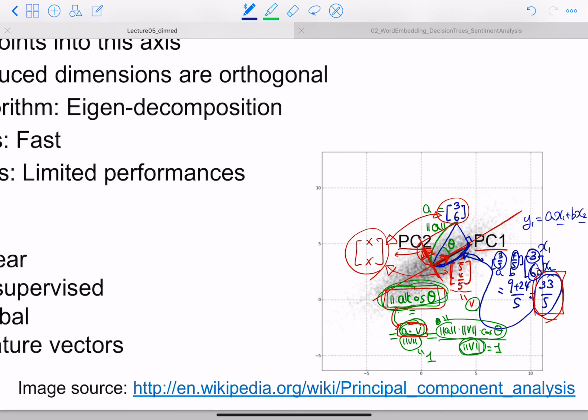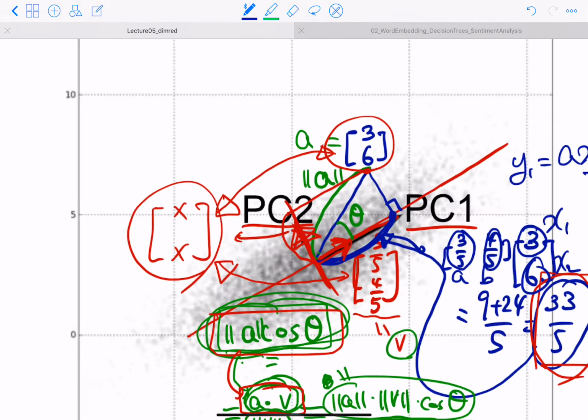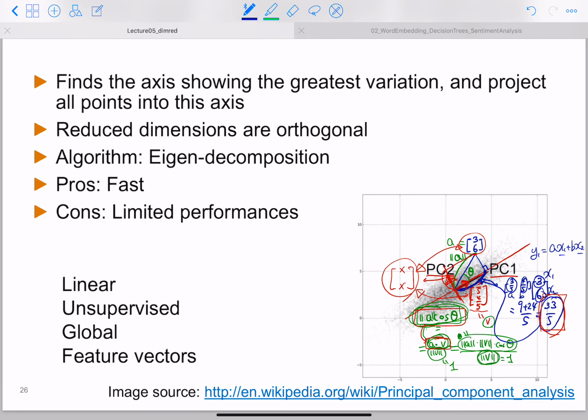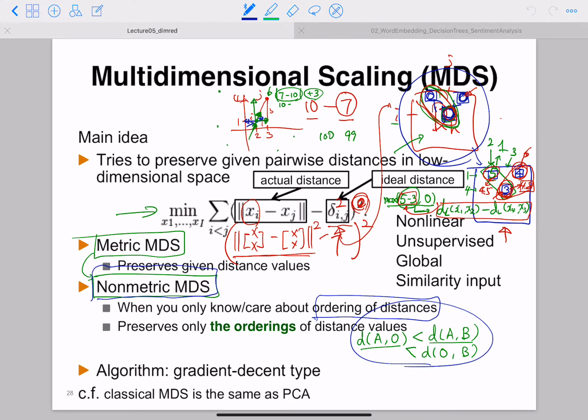And theoretically, if we use these orthogonal directions as projection axes, and then optimize the kind of criteria that we studied in the context of MDS.